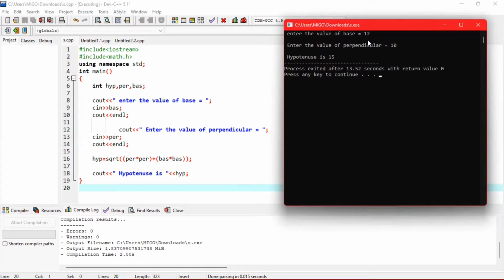After running the program, we are asked to enter the base adjacent value, which we type 12, and the opposite perpendicular value, which we type 10. After processing, the result shows that the hypotenuse is equal to 15.